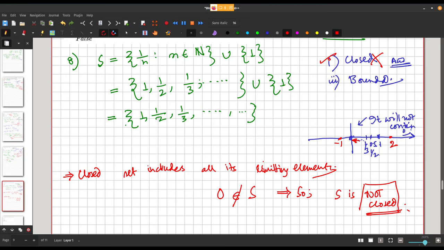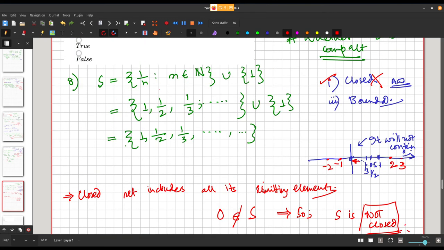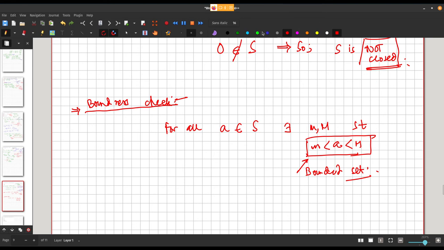But these are not uniquely chosen boundary points. We can also choose minus 2 and 2, or minus 2 and 3, anything, and we'll see that in that region all the values of this set are included. So this will be a bounded set. But okay, so let me write it here.